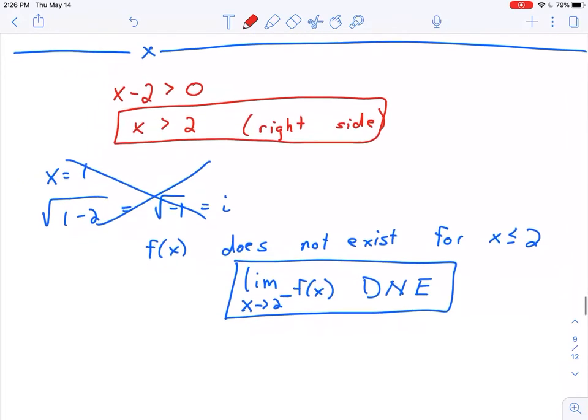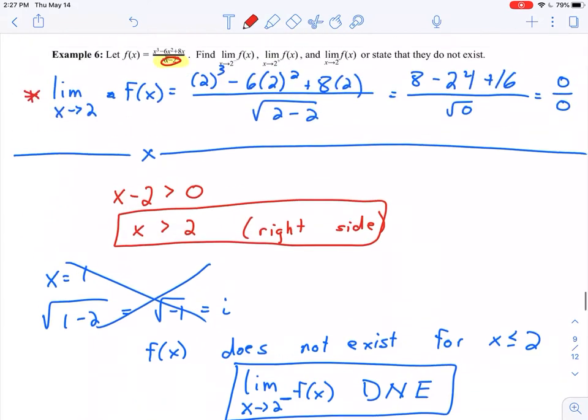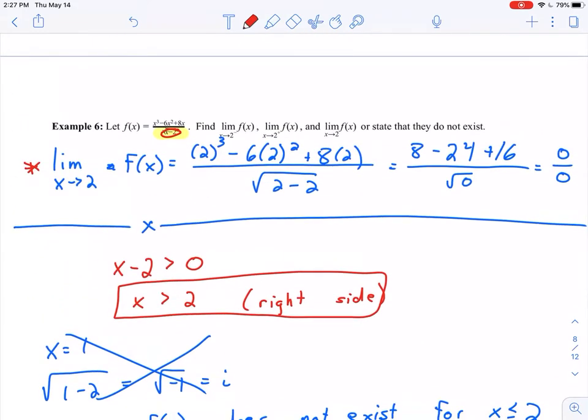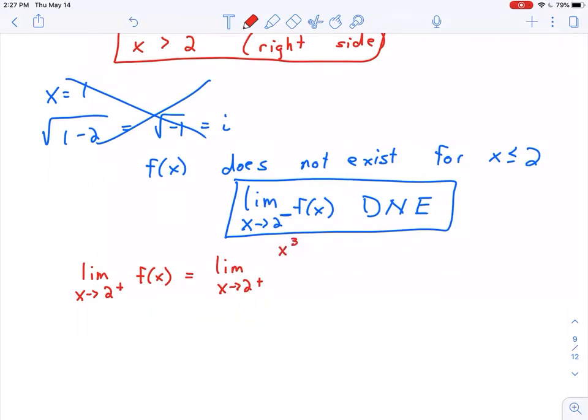So if I wanted to work with this function, if I wanted to talk about the limit as x approaches 2 from the right-hand side of my function f of x here, I'm just going to see what I can do with that function. So, limit as x approaches 2 from the right, and let me make sure I copy this function down correctly: x cubed minus 6x squared plus 8x, divided by radical x minus 2.